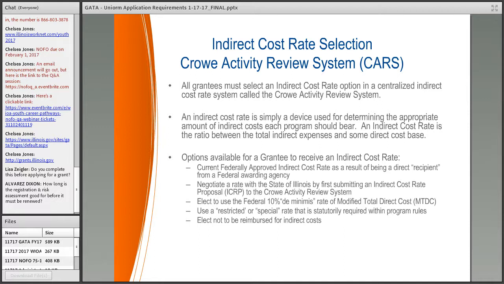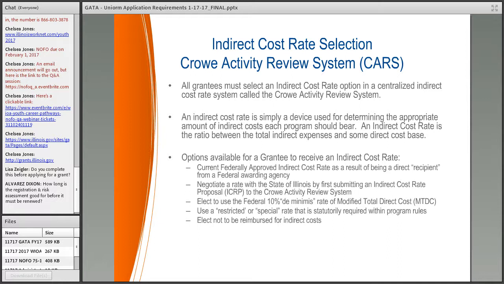And the options that are available for a grantee to elect in the CARS system, which are also the same options that are available on the indirect cost rate tab on the budget proposal that you'll submit with your grant application, are as follows. You can use a federally approved indirect cost rate if you already have one, or if you're in the process of applying for one, if you're a direct recipient of federal grants. And then you'll make that election in the CARS system, and CARS will require that you upload your negotiated indirect cost rate agreement for your federal rate.